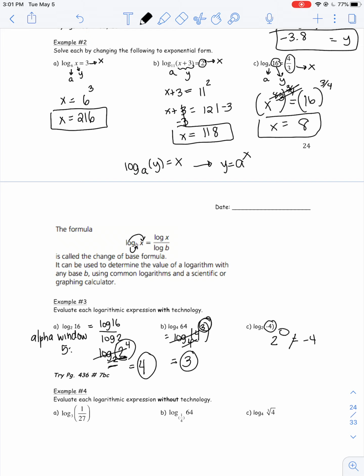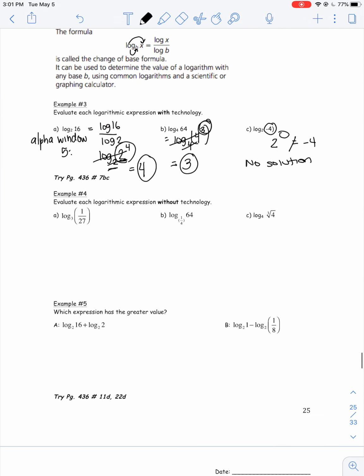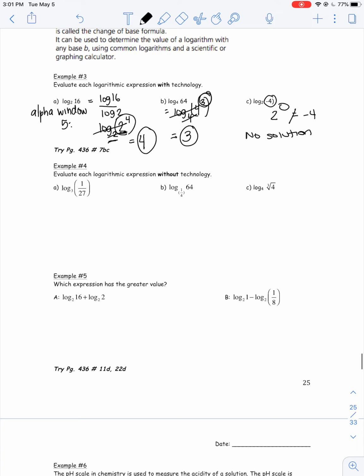This one here, we can't write negative 4 as 2 to the power of something that is equal to negative 4. That doesn't exist, so this one has no solution. And even if you tried to put that in your calculator, you would see that it does not have an answer.